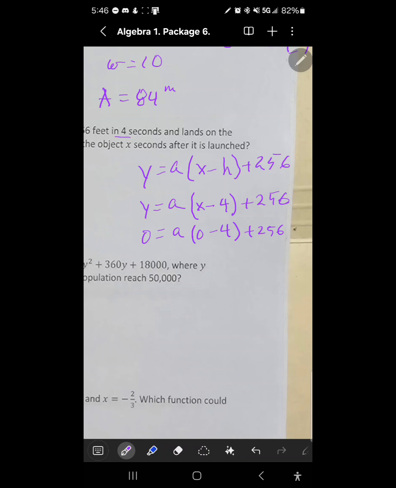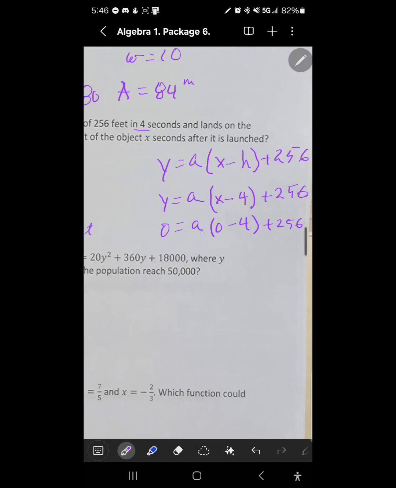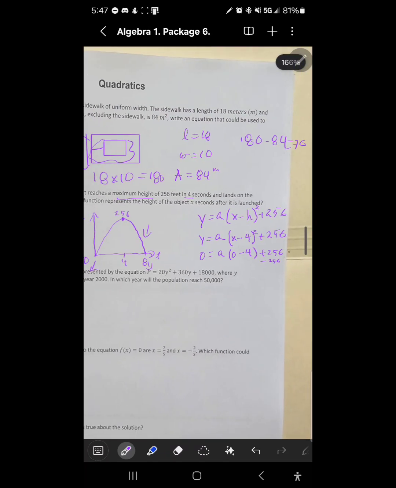We have negative 0, like 8 times negative 4 will be negative 4a. That will be equal, we subtract 256 from both sides, negative 256. I just saw another mistake. This is square. Okay, I'm basically going to start over.